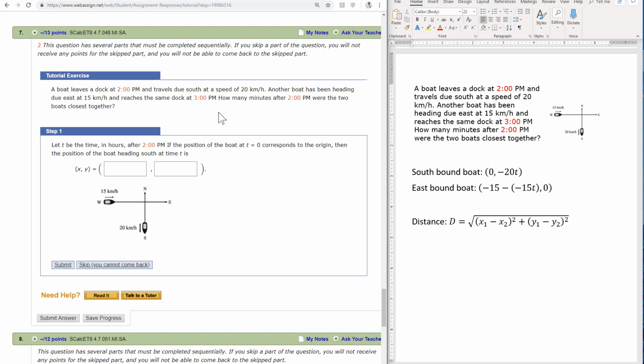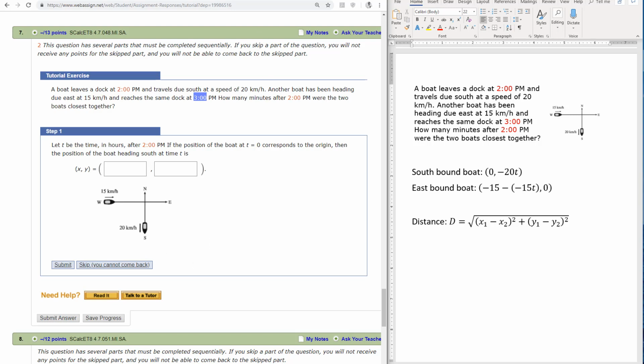All right, so here's a picture of it. Our one boat is going south, and our second boat starts some distance away from the dock, and is supposed to reach the dock in 1 hour, from 2 o'clock to 3 o'clock. So that means that boat must have been 15 kilometers away an hour ago, and then it would have moved toward the dock. Meanwhile, this other boat goes down.